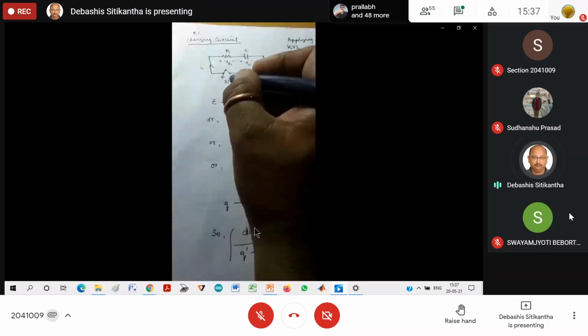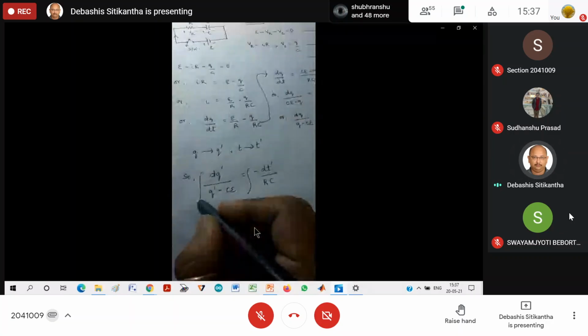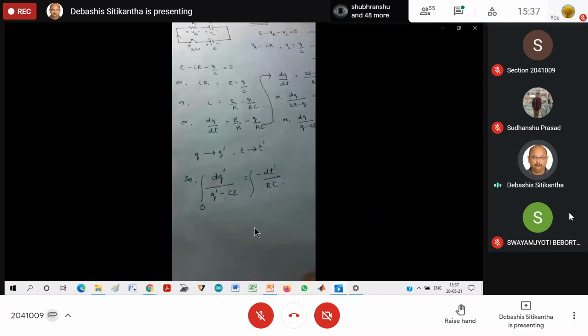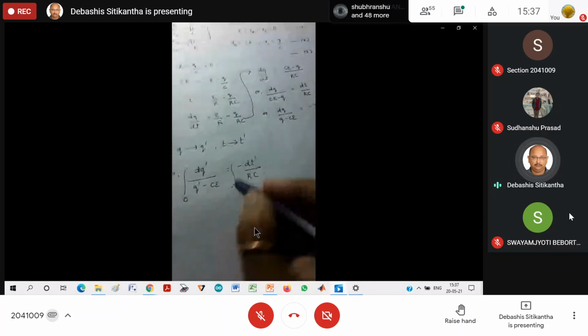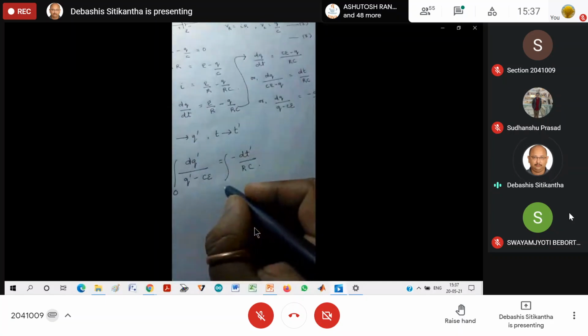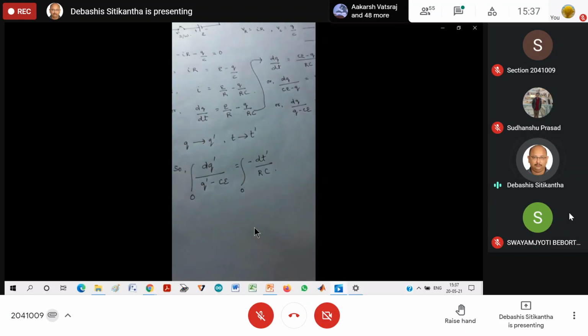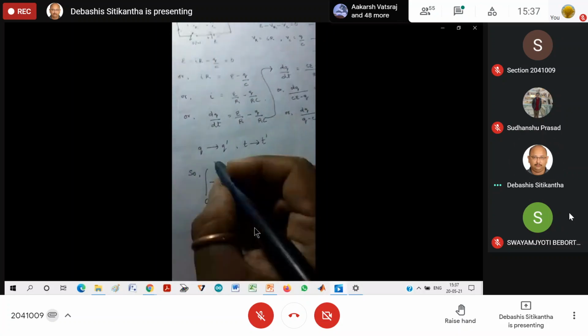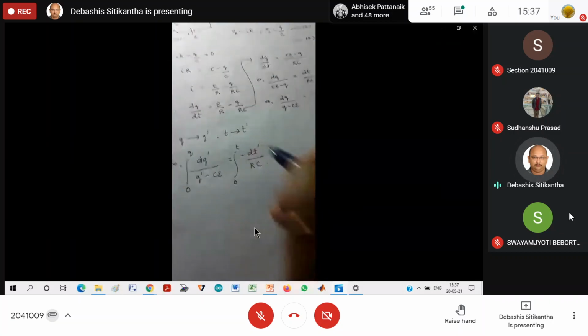Now integrate. Initially, when the switch was just closed, the value of Q was equal to 0, at time T equal to 0. So I will write T equal to 0 over here as the lower limit, and Q and T as the upper limits in this case.